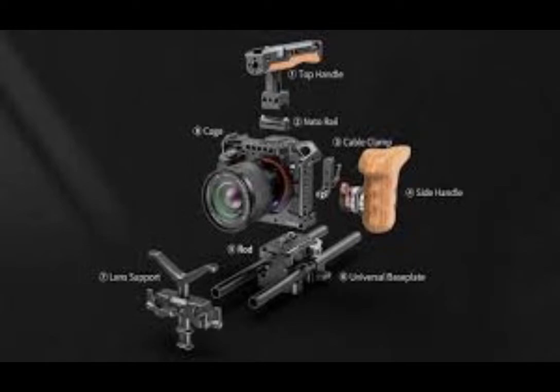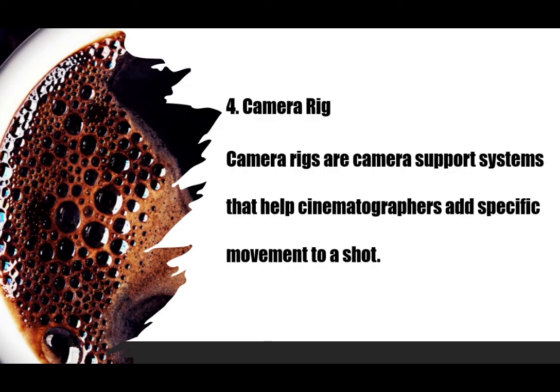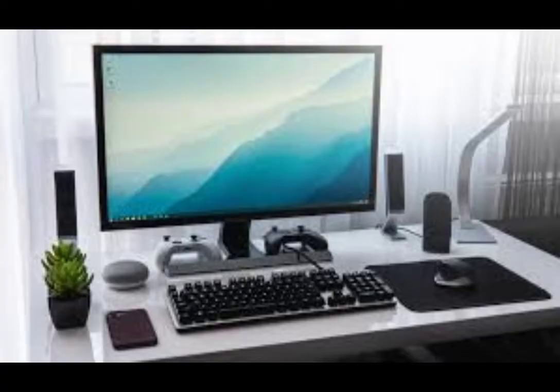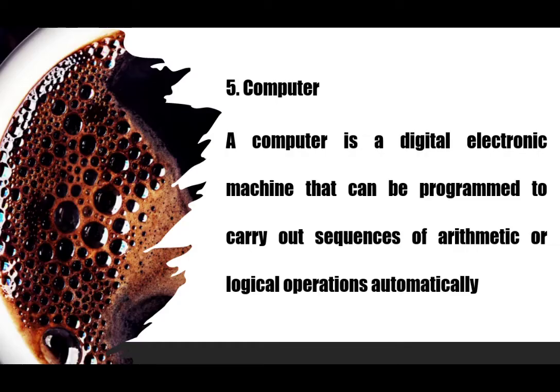For the fourth digital tool, we have the camera rig. Camera rigs are camera support systems that help cinematographers add specific movements to a shot. For the fifth one, we have the computer. A computer is a digital electronic machine that can be programmed to carry out sequences of arithmetic or logical operations automatically. It is also used for animation.